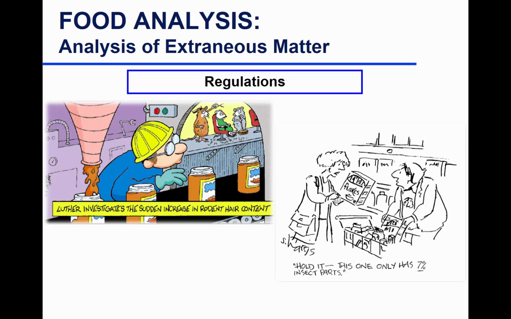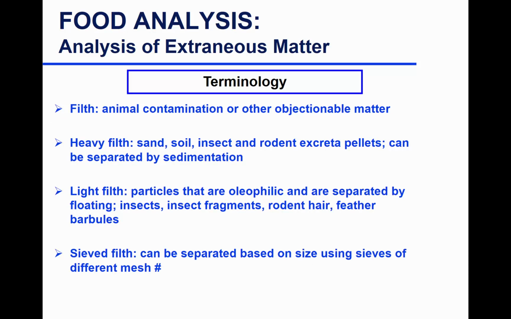So here's just a cartoon for you. Luther investigates the sudden increase in rodent hair content in peanut butter. And here, hold it, this one has only 7% insect parts. So they make cartoons of it, but it is real. You're eating insects.